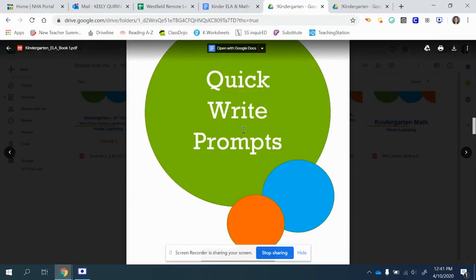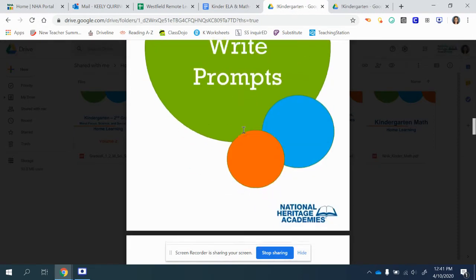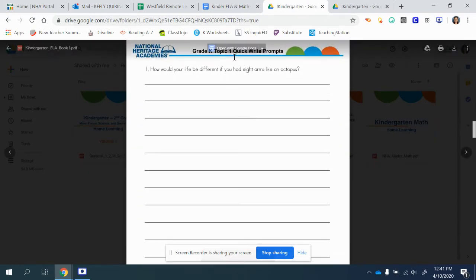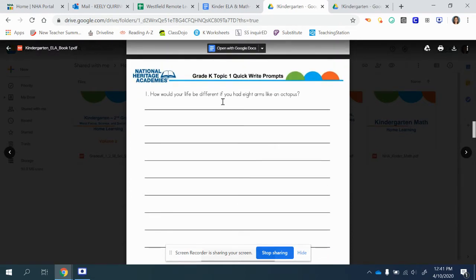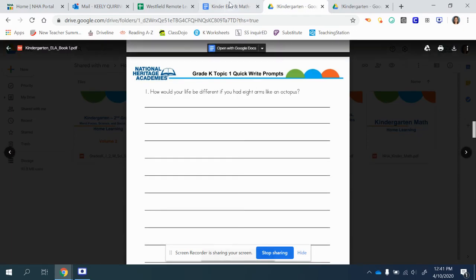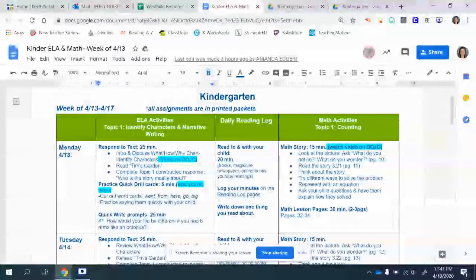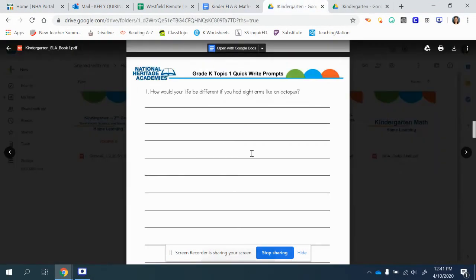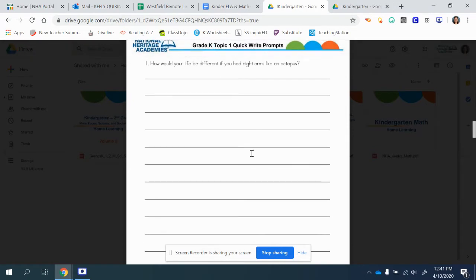And, oh, perfect. I am at my quick write prompts. So again, this is every day that they're doing this. Tells me topic 1, quick write prompt. How would your life be different if you had 8 arms like an octopus? Again, my guide is telling me Monday, how would your life be different if you had 8 arms like an octopus? That tells me that's what I'm working on Monday. And then they're practicing their writing.